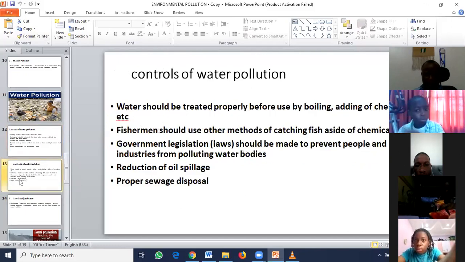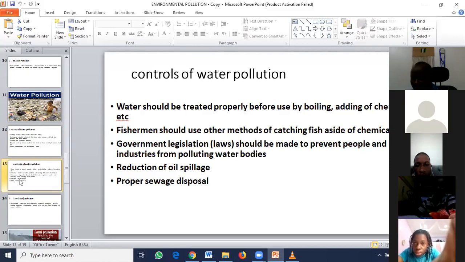Okay, control of water pollution. This is the last slide on water before we go to the land or soil pollution. Some are already requesting for that. Please, I requested for the previous slide before water pollution. That should be air pollution. That means you have to wait. Just wait a bit.